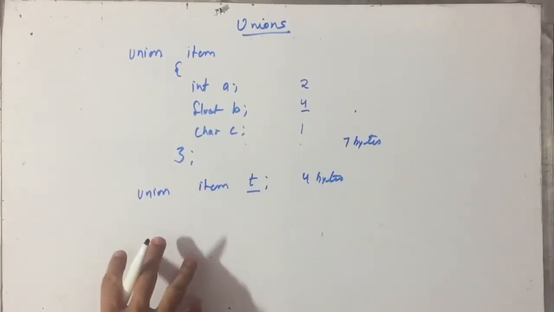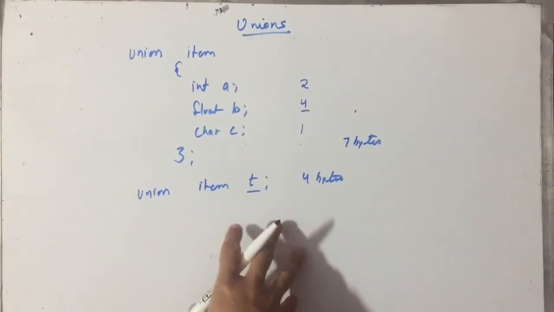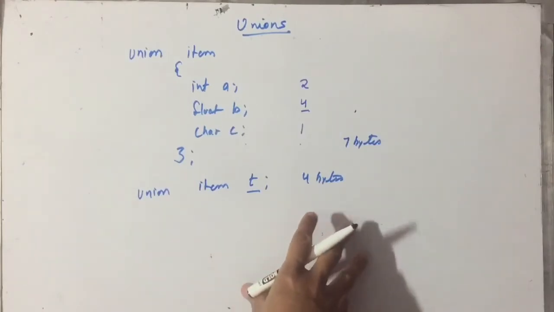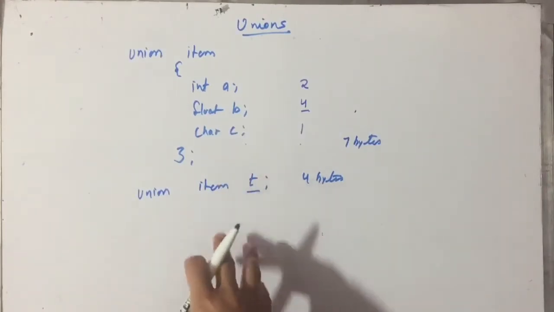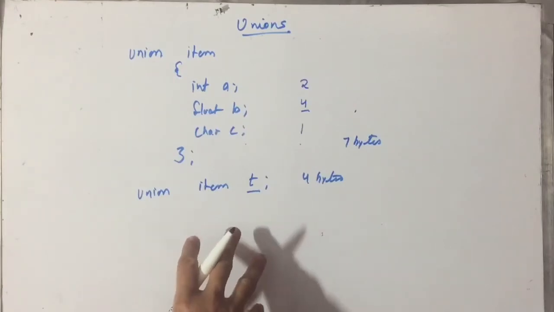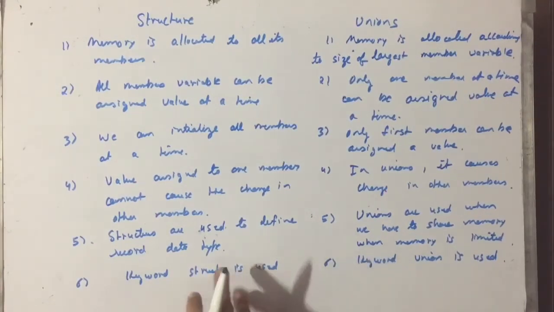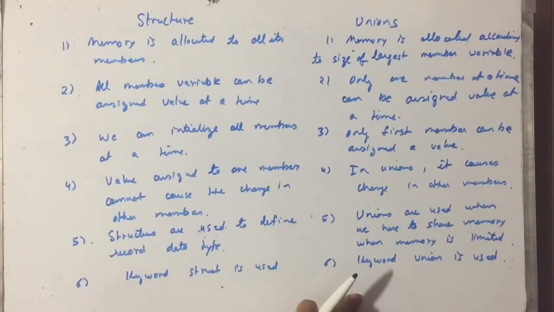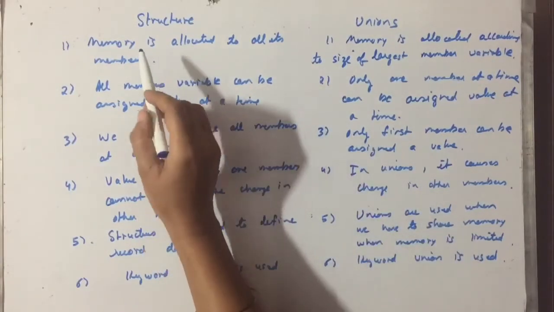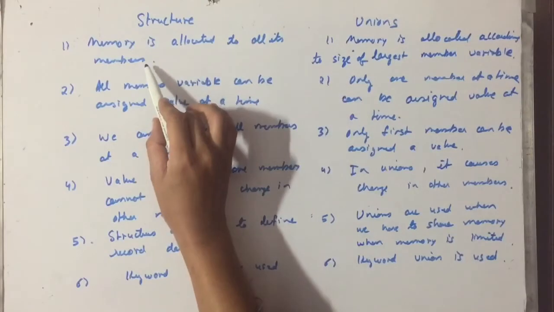Whatever we have learned in structure, the same rules and regulations apply in union also, but the major difference is in terms of memory space. After understanding structures and unions separately, let us discuss the differences between structure and union. I have listed 6 differences between structure and union. The first point is memory is allocated to all its members.